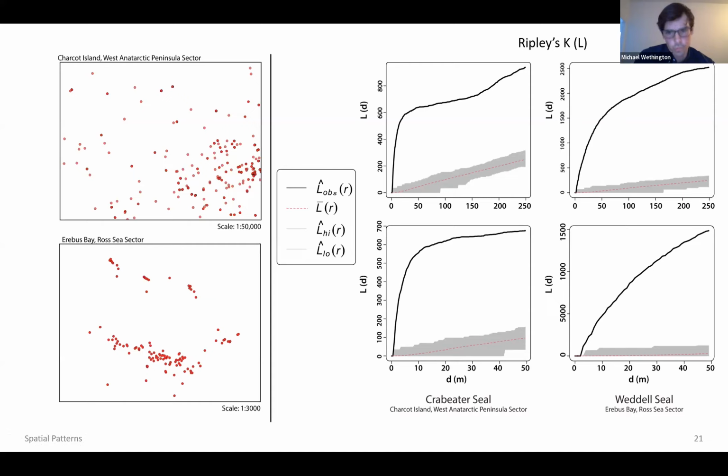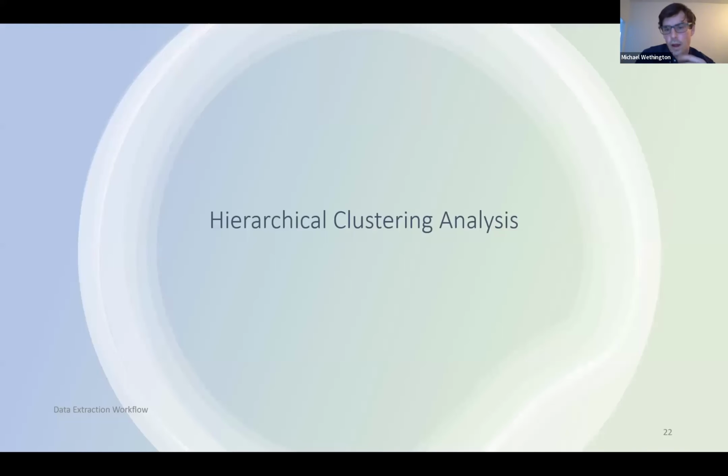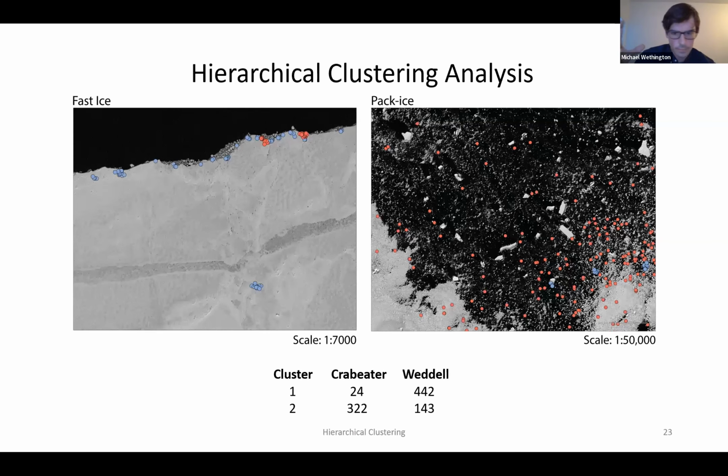So we've run this, and then we move into a hierarchical clustering analysis. What this does is basically use a set of covariates, like nearest neighbor distance, group size, etc. The clustering algorithm will run through and try to assign individuals to one class or another. In this case, we have two classes, crab eaters or Weddells. What we see here with the red and blue points are the outputs.